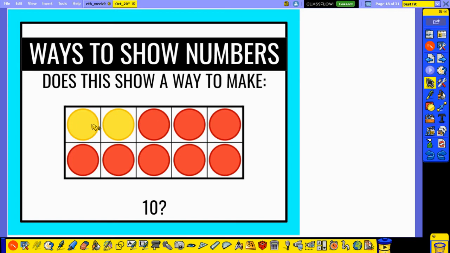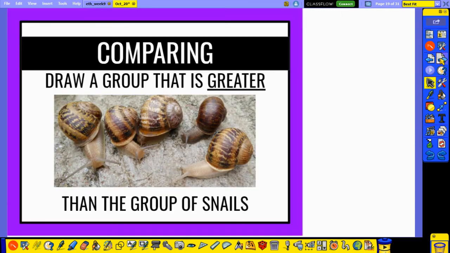Okay, so let's see. We've got 2 yellow and 8 red. So 2 and 8 make 10. All right, so let's see. Tell me how many would be greater than this group of snails. So let's count the snails first, and then you can tell me how many would be greater.